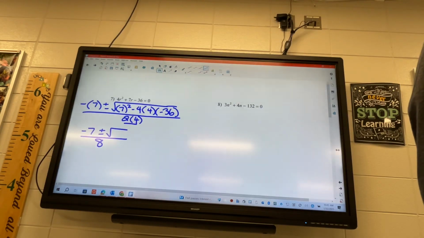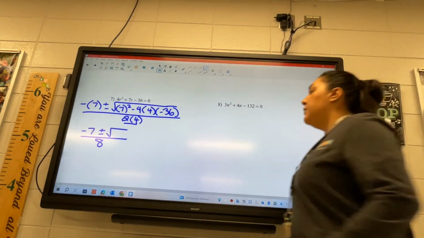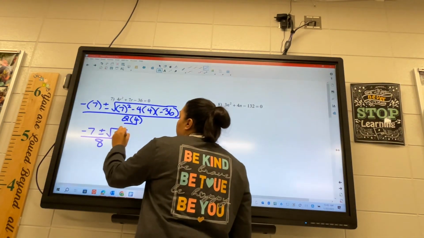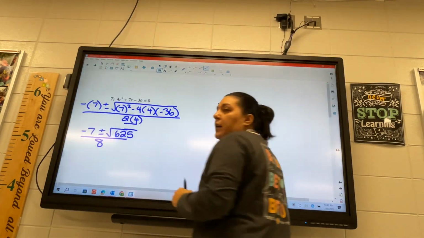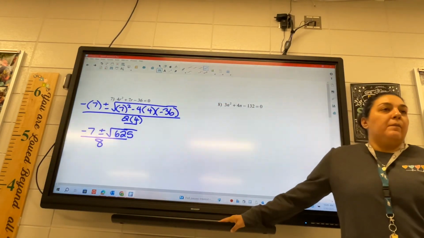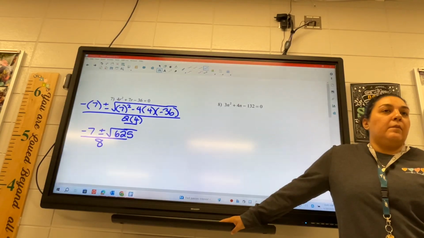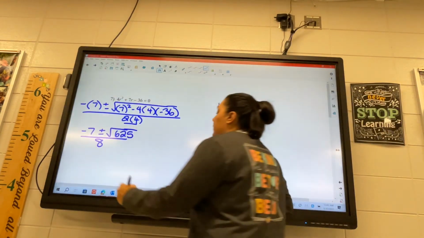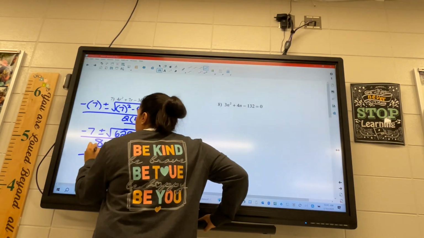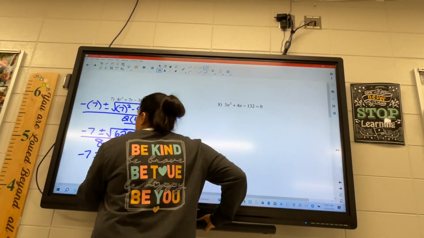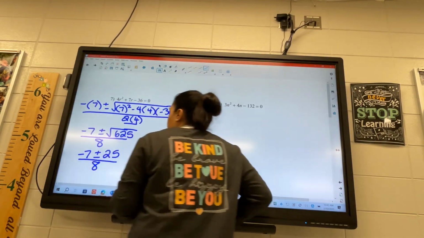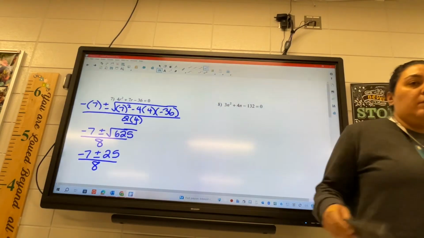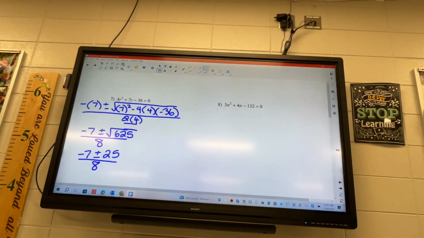Six, two, five. 625? Yeah. 625. Okay, so now we're going to hit the square root button. Say square root of 625. 25. Okay, so it's going to look like negative 7 plus or minus 25 over 8. Okay, this side do the plus, this side do the minus.